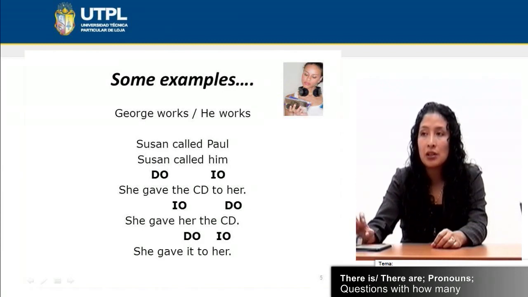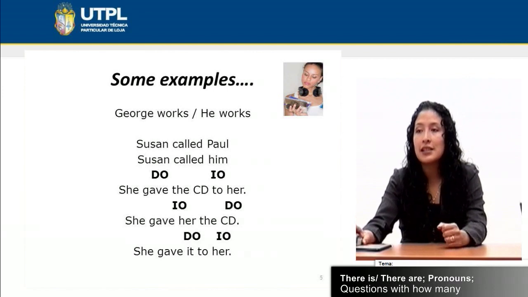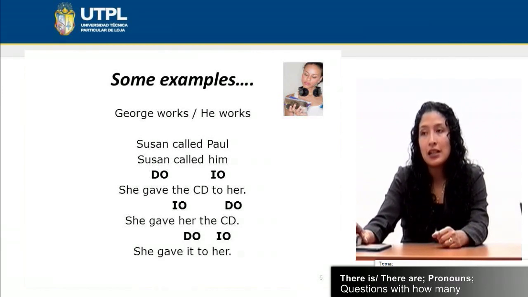This is very important because you have to practice and understand that English works in a very different way from Spanish. For example, here you can change Paul to him and the meaning of the sentence doesn't change.